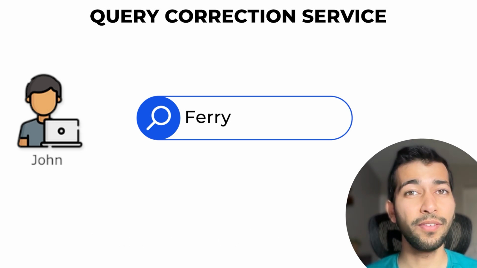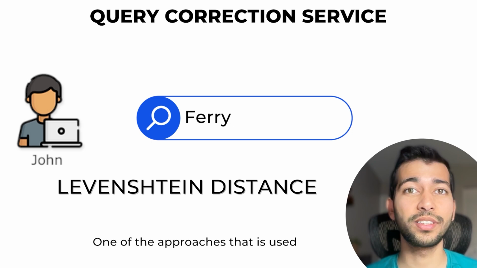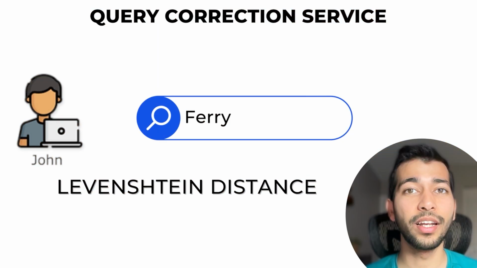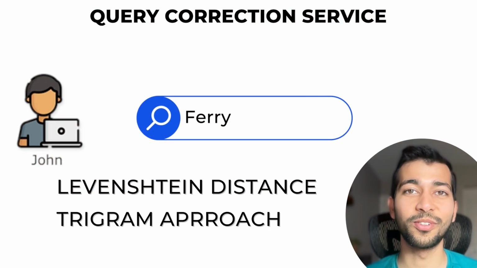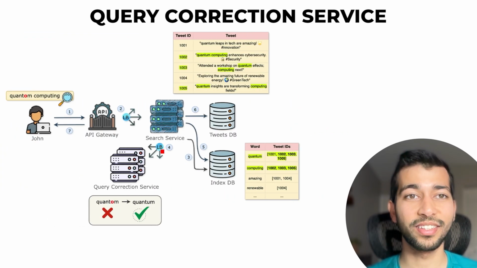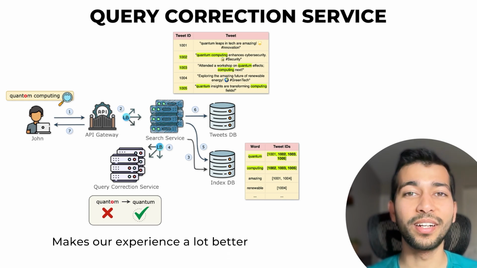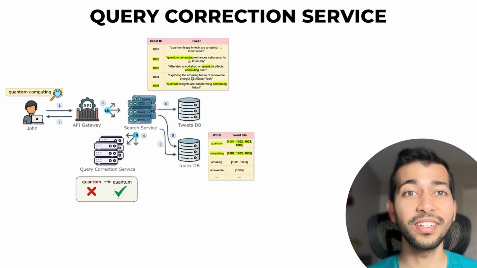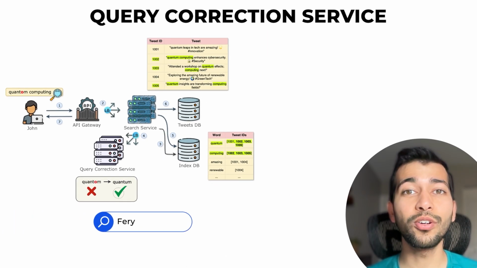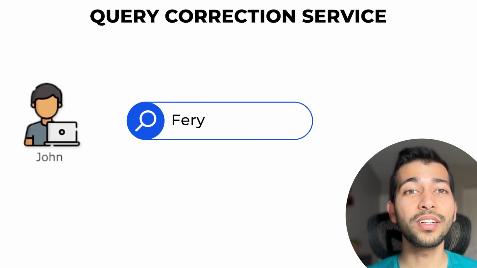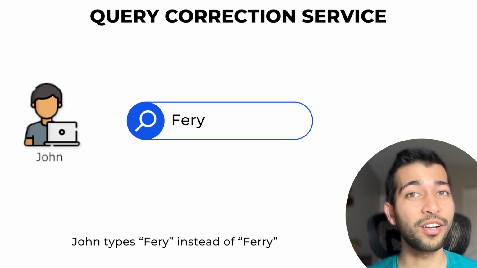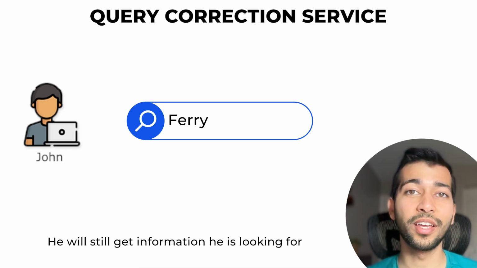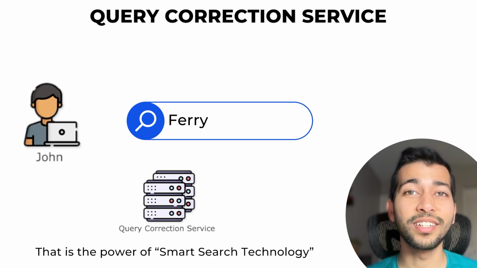Now just to note, Levenshtein distance is one of the approaches that is used to find the closest word. It is not the only one out there. But coming back to our query correction service, it makes our experience a lot better because it makes searching easier and more forgiving. It doesn't rely on exact matches. It looks at similar options and picks the most likely one. So even if John types FERY instead of FERRY, he'll still get the information he's looking for. That's the power of smart search technology.